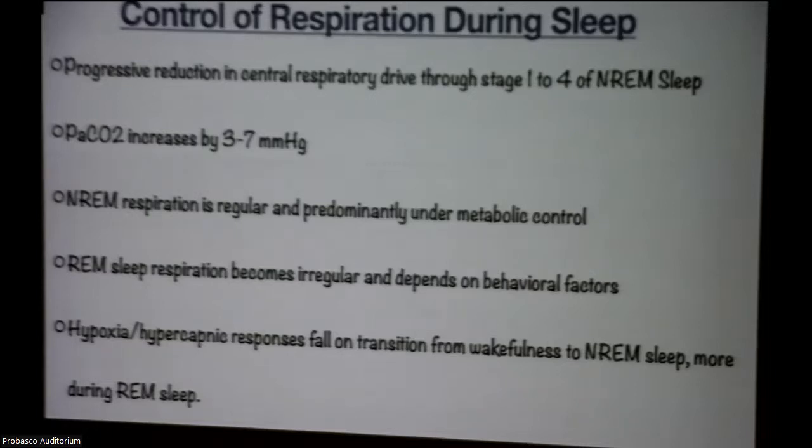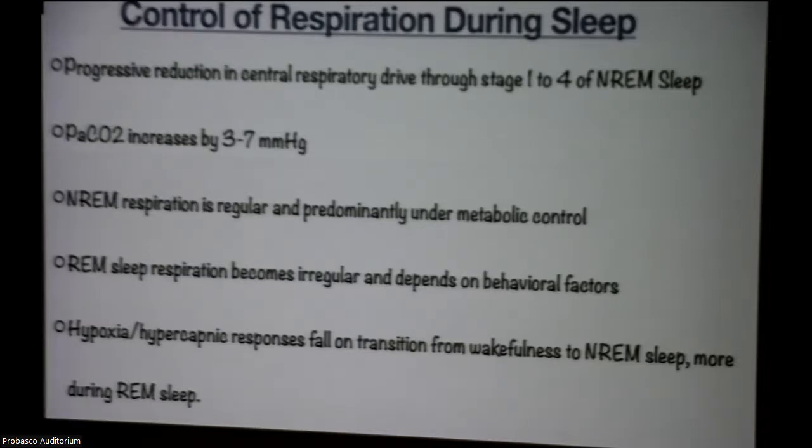As I mentioned, the carbon dioxide increases by 3 to 7 millimeters of mercury. The non-REM respiration is typically regular and under metabolic control, but as we go into REM sleep, it becomes more irregular. It's more dependent on behavioral factors. And we go back to the influence of the dreams and the imagery, which could, through hypothalamic and limbic structures, affect our breathing patterns because of what we are emotionally experiencing during dreaming and REM.